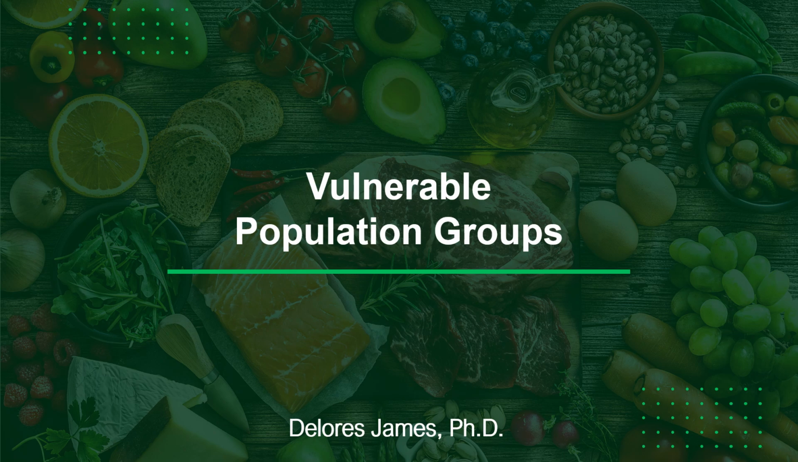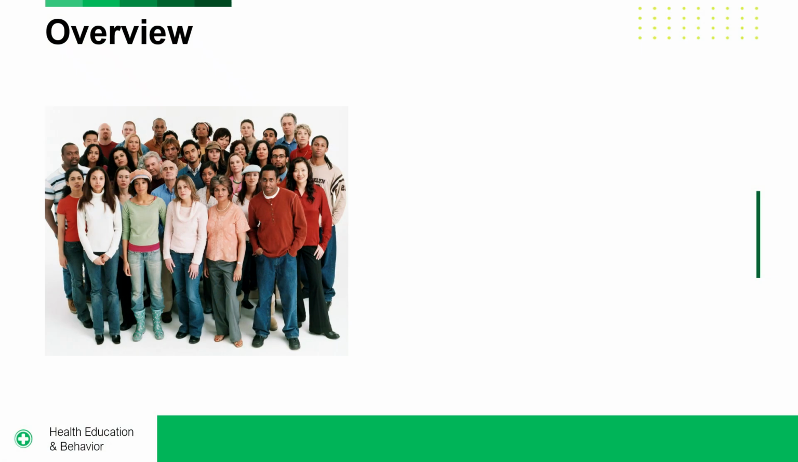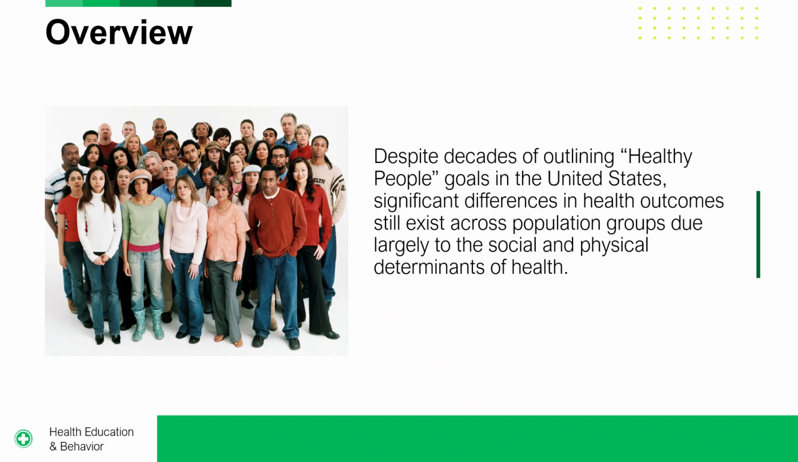Vulnerable population groups. Despite decades of outlining Healthy People goals in the United States, significant differences in health outcomes still exist across population groups due largely to the social and physical determinants of health.